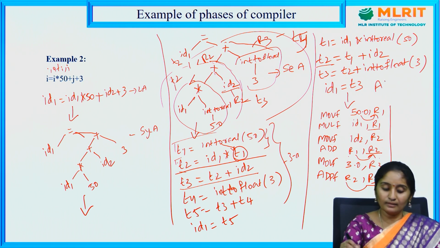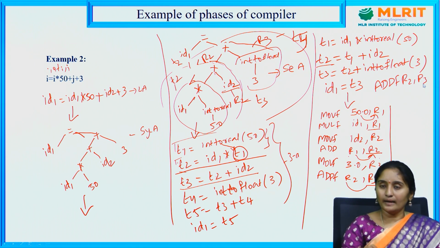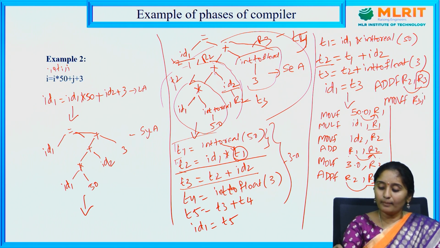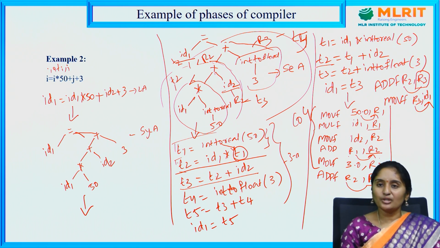Again I am writing here, add R2 comma R3. It adds, and the result is stored in R3. Then we are going to assign it to ID1, so move float value R3 comma ID1. This R3 value is assigned to ID1. So this is nothing but the code generator. It generates registers, nothing but machine understandable language, so the target code is generated here.